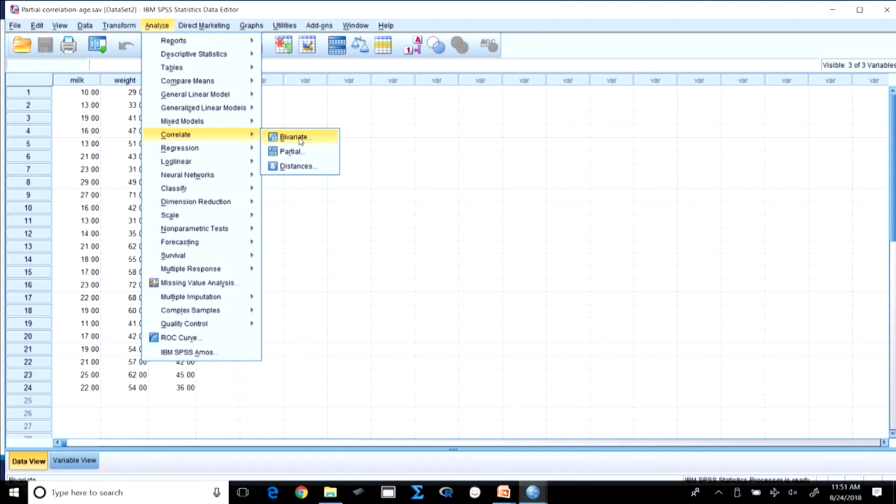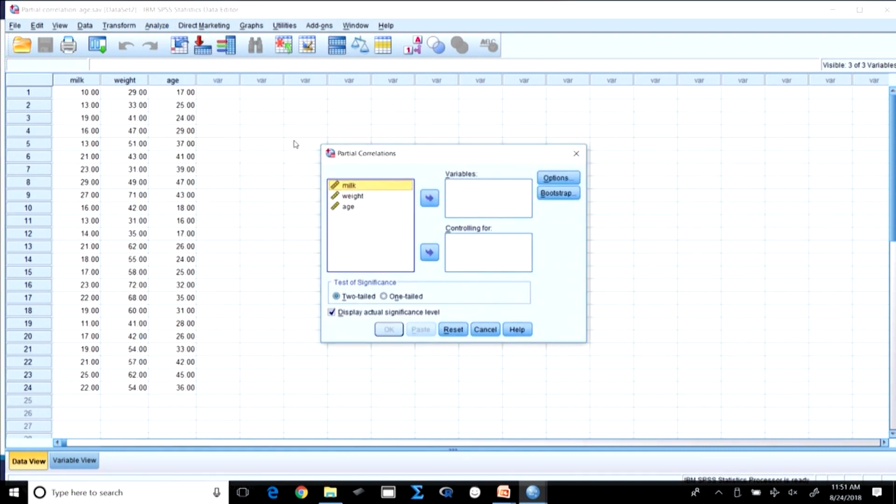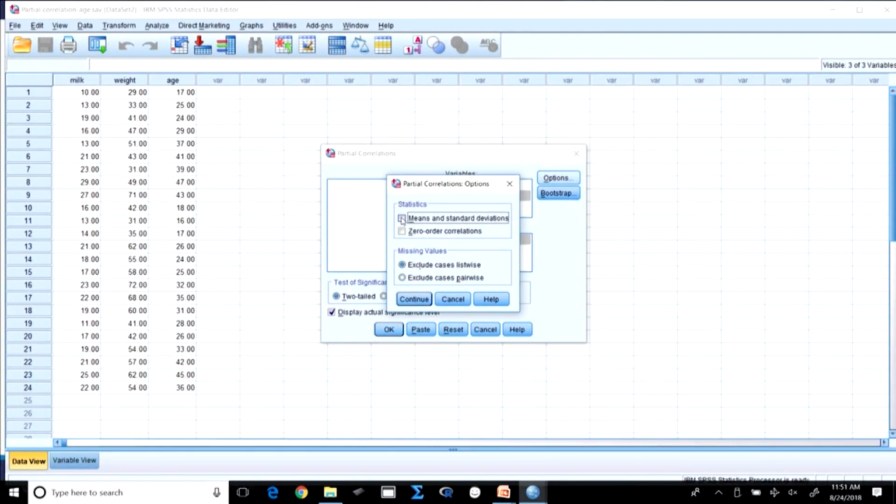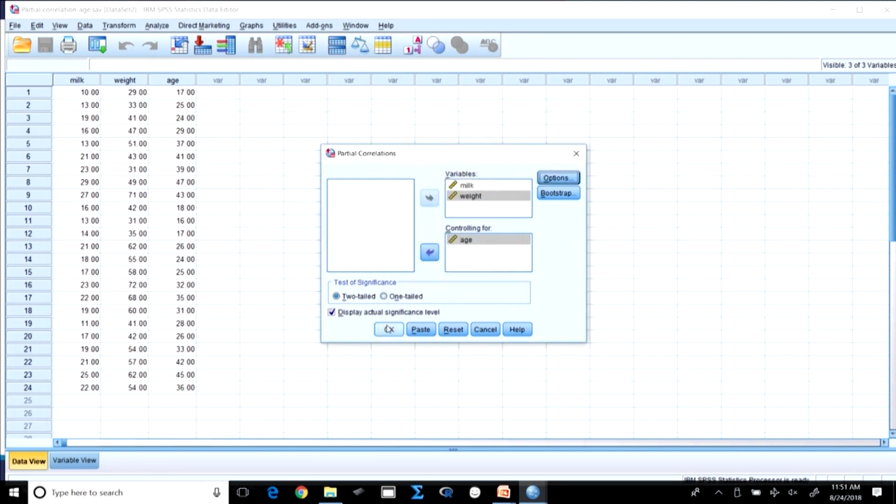What is bivariate? When we want to find the relationship between two variables. But here our case is special, where we want to find the relationship between two variables keeping the third as a control variable. My two variables are milk and weight, but what do I want to partial out? I want to control for the age factor, which generally we know, with age weight increases, so we take it as a control variable. We are also taking the zero order correlation and mean, and will see what the effect is.